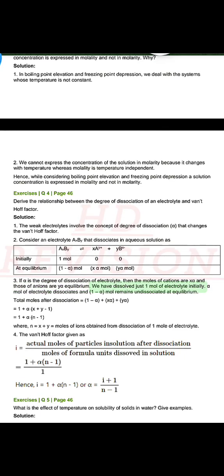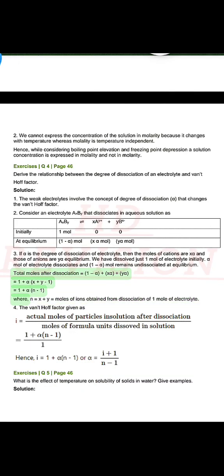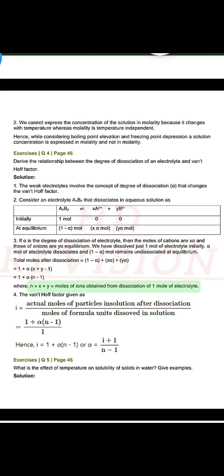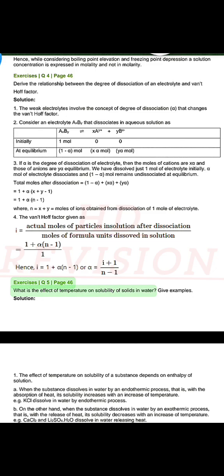We have dissolved just 1 mole of electrolyte initially. Alpha mole of electrolyte dissociates and 1 − alpha mole remains undissociated at equilibrium. Total moles after dissociation = 1 − alpha + x alpha + y alpha = 1 + alpha (x + y − 1) = 1 + alpha (n − 1), where n = x + y = moles of ions obtained from dissociation of 1 mole of electrolyte. The Van't Hoff factor is then given as i = 1 + alpha (n − 1).